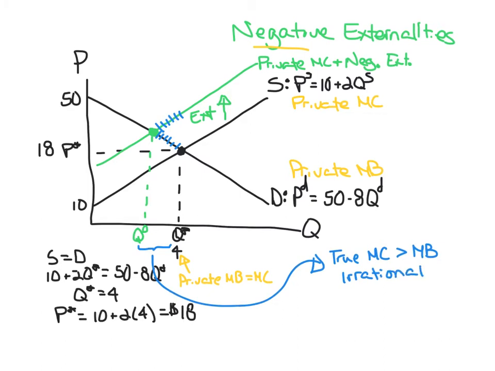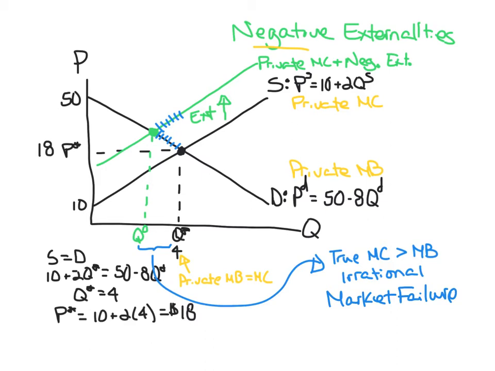Yet that's exactly what the market does. It takes us all the way to Q star, even though all these transactions between QO and Q star really should not be happening at all. And this is the market failure that we're seeing in the market for cigarettes, which exhibits a negative externality.